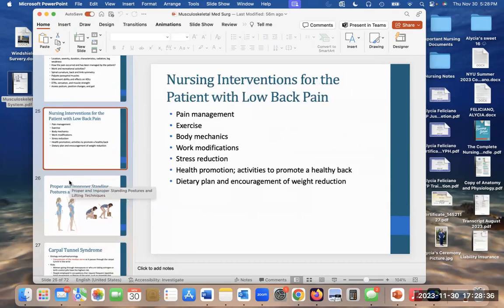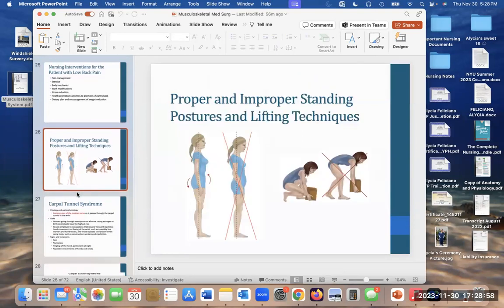Now, interventions, right? If they have pain, we want to treat the pain, right? Exercising can help with pain, depending on what the reason for the pain is, right? Maybe modifications at work, activities to promote a healthy back, and maybe even dietary changes and weight reduction, right? Because weight can hurt your back. And something that can also hurt your back is lifting. This could definitely be on your exam as a picture of somebody lifting something and asking if this is the proper technique, right?